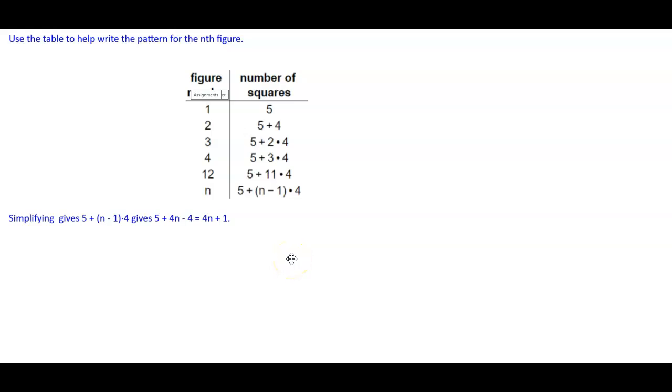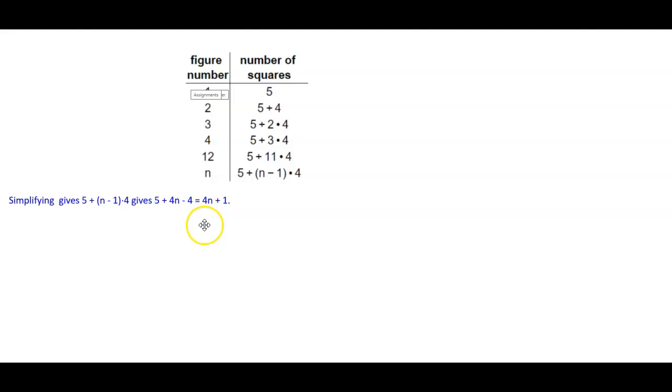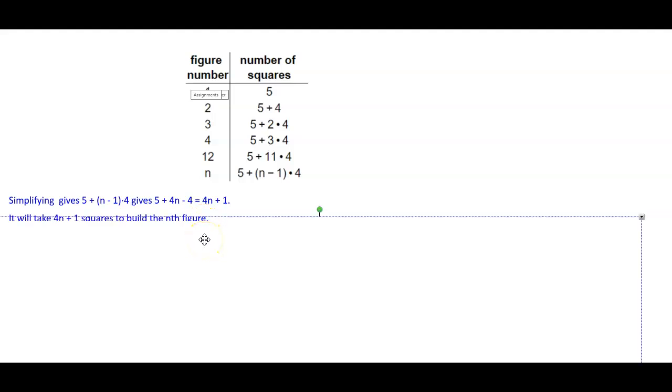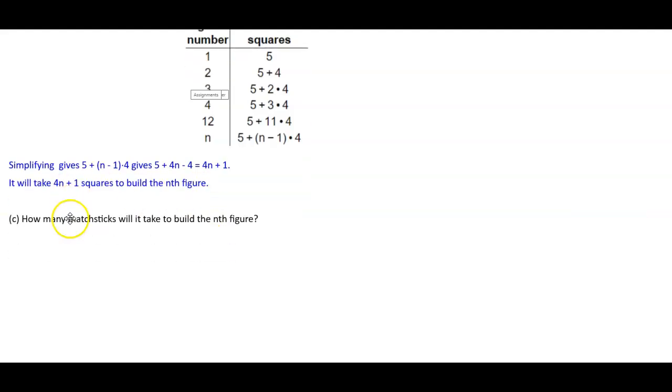So simplifying gives us the following. We're going to take 4 and distribute it to those two terms. So 4 times n is going to give us 4n, and 4 times minus 1 is minus 4. So we get 5 plus 4n minus 4, and now we combine like terms. We have 4n, and 5 minus 4 is 1, so therefore we get the nth to be 4n plus 1. So we would say it will take 4n plus 1 squares to build the nth figure.